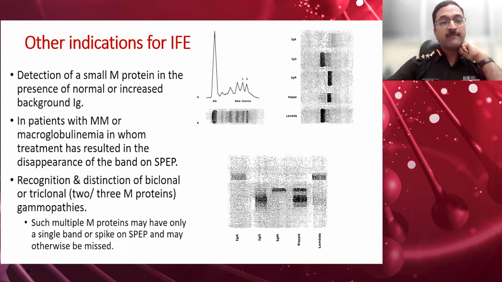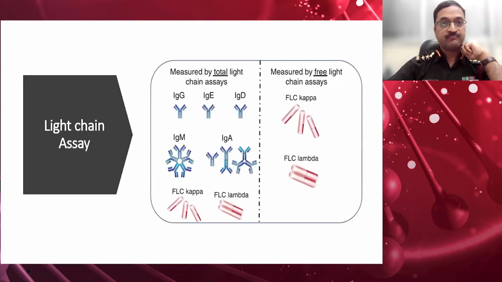So, where you have a biclonal or triclonal gammopathy, there again, immunofixation is better than protein electrophoresis, because protein electrophoresis cannot differentiate a normal paraproteinemia versus a biclonal or a triclonal gammopathy. The third test that we are going to talk about is the light chain assay.